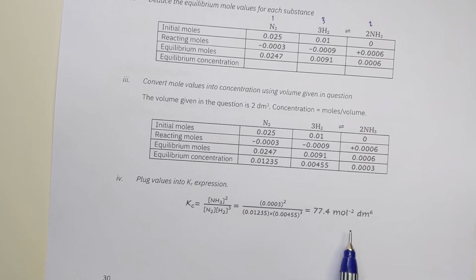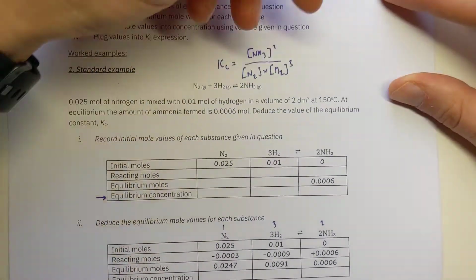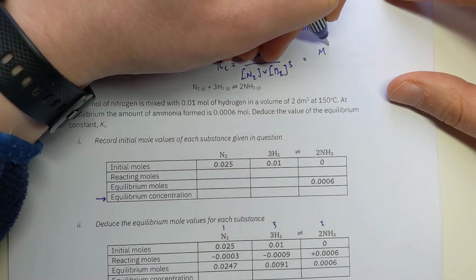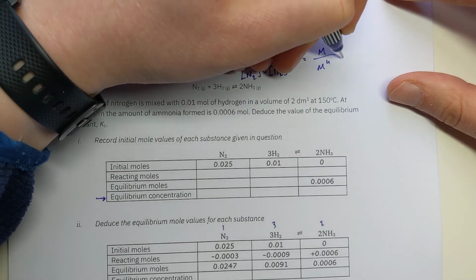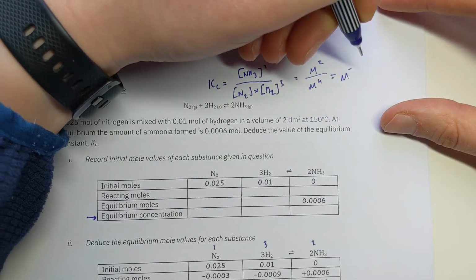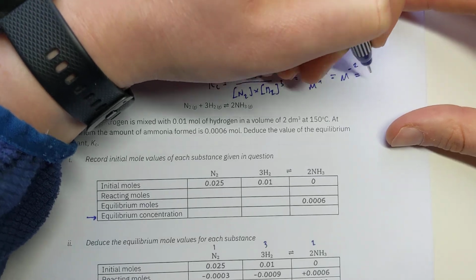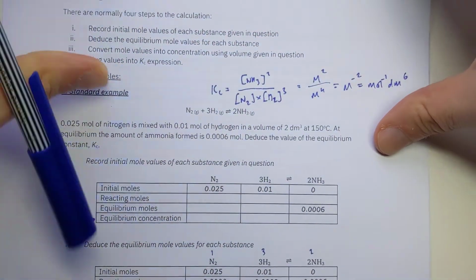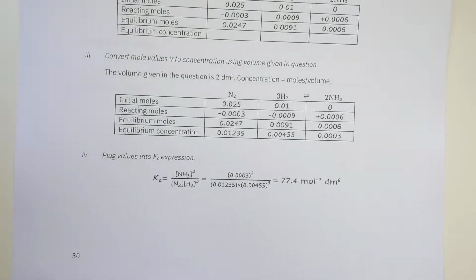Now remember, the units I've had to derive myself, so again, doing the wee working out. So it's moles per decimeter cubed squared over moles per decimeter cubed to the power 4, which is moles per decimeter cubed to the minus 2, which is just moles to the minus 2 decimeters to the 6, which is how I work out my units for the end there.